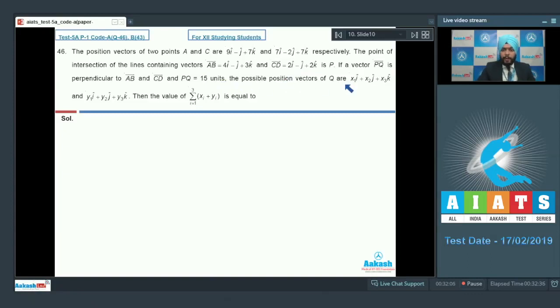The possible position vectors of Q are x1i cap plus x2j cap plus x3k cap and y1i cap plus y2j cap plus y3k cap. So there are two possibilities for point Q that they are already telling you. Then what is the value of the summation i from 1 to 3 of xi plus yi?